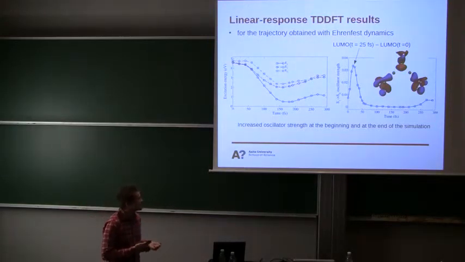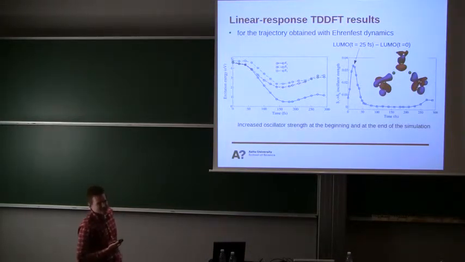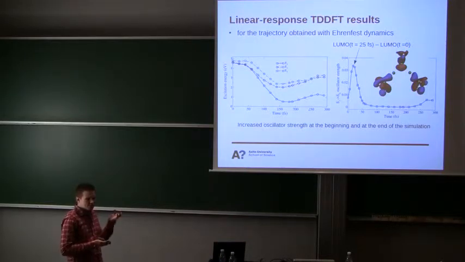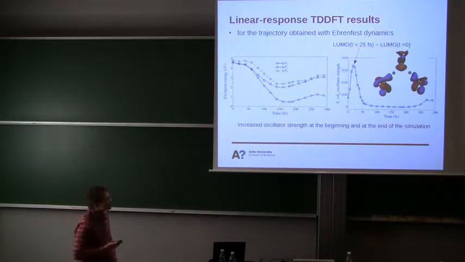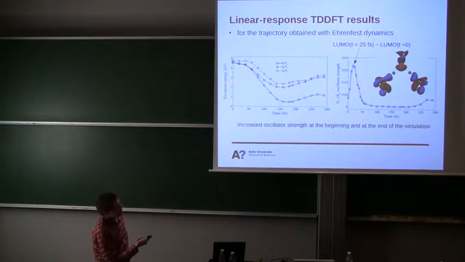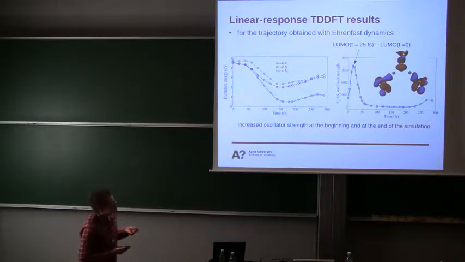Transition probability. Sorry, this is more about down here. LUMO. Yeah, that's the LUMO. So actually, nothing happens in the HOMO. And lastly, you see that the oscillator strength increases at the end. I will explain the reason for that on the next slide.